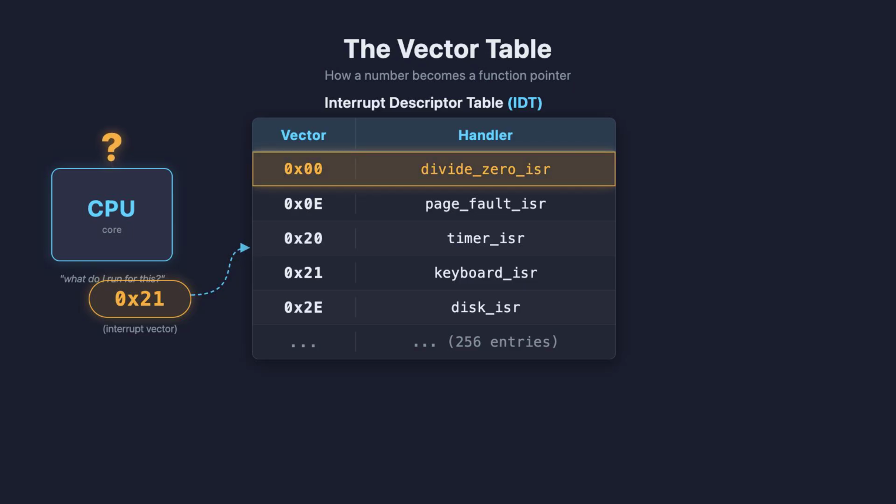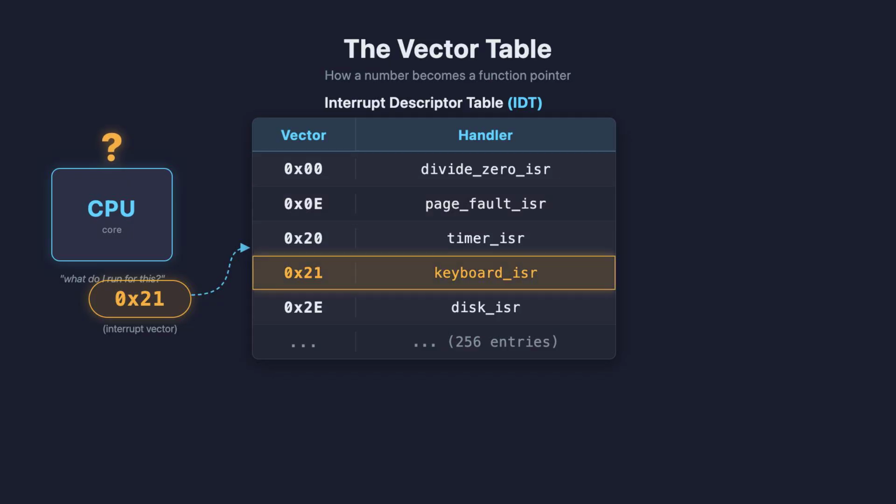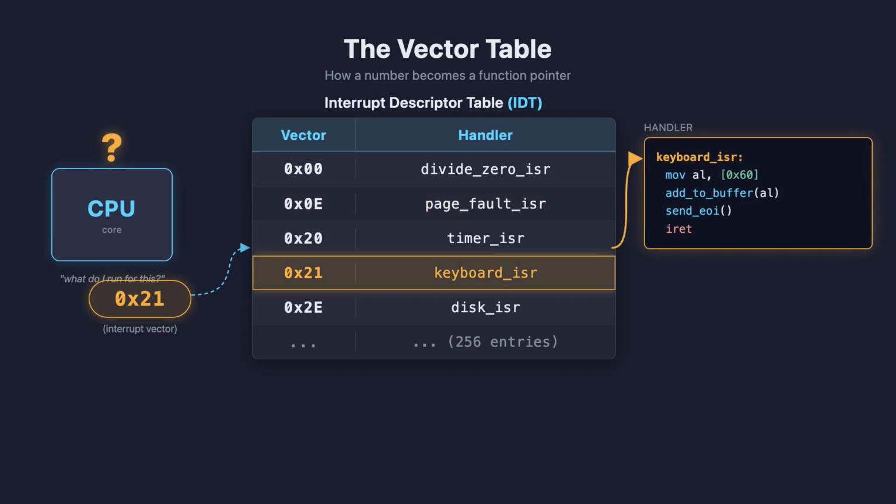Vector 0 points to the divide by 0 handler. Vector 14 points to the page fault handler. Vector 33 points to the keyboard handler. The kernel sets this table up when it boots. From then on, the IDT is the switchboard. It turns a number into a piece of code.